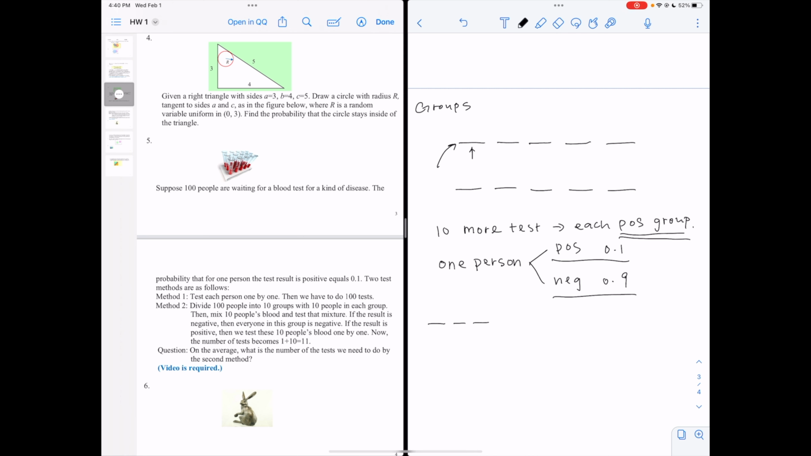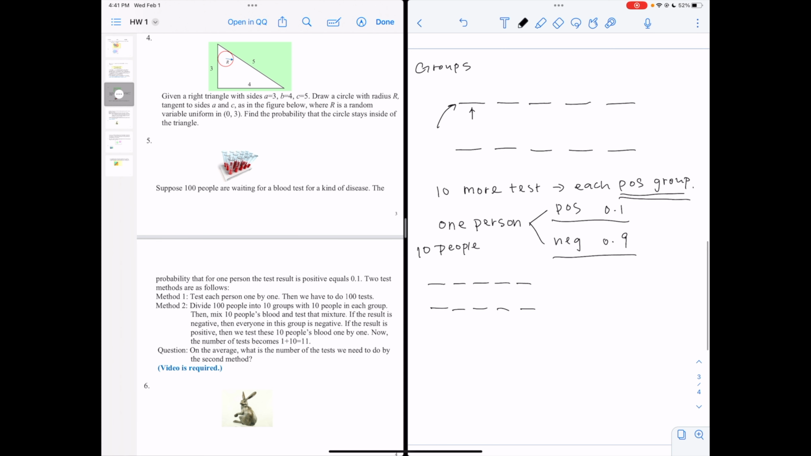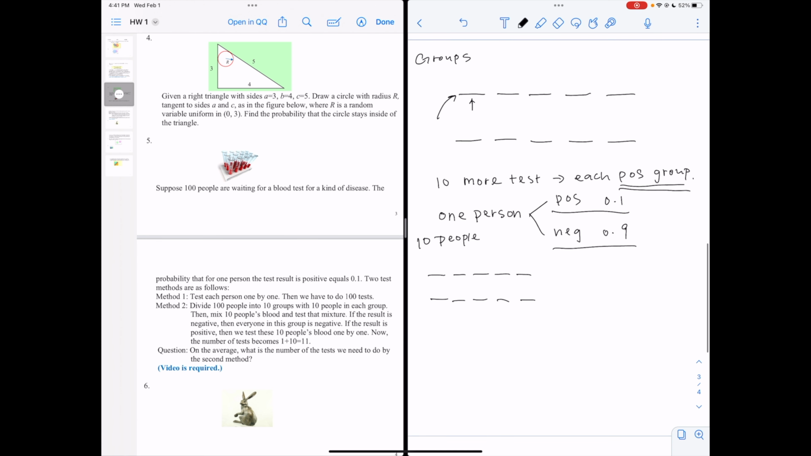So let's take a look at the scenario in each group. There are 10 people in each group. If all of them are negative, then the result will be negative. But if there's one person that is positive, the group result will be positive too. What is easy for us to calculate here is the probability for a group to be negative, because there's only one scenario, and that is for all 10 people to stay negative.